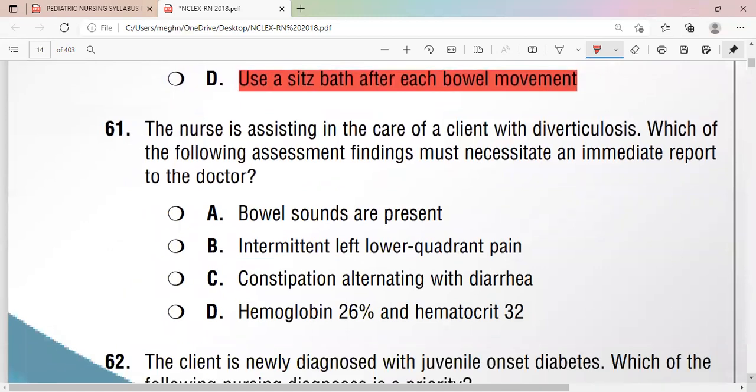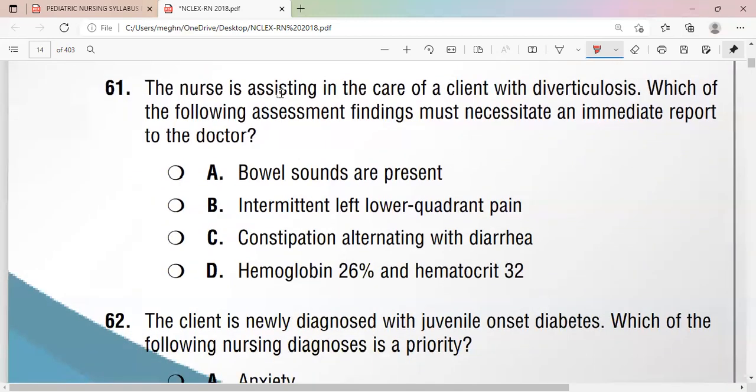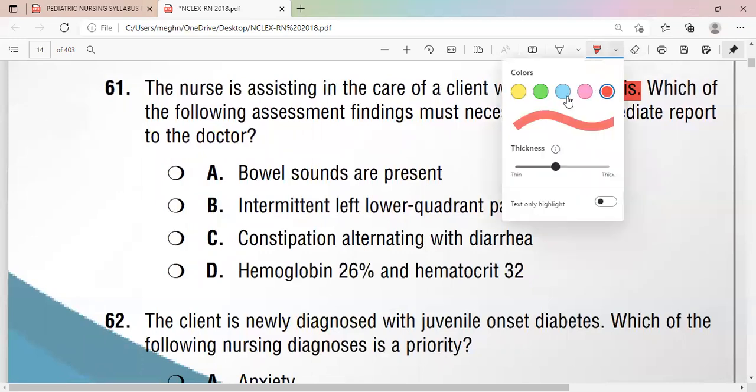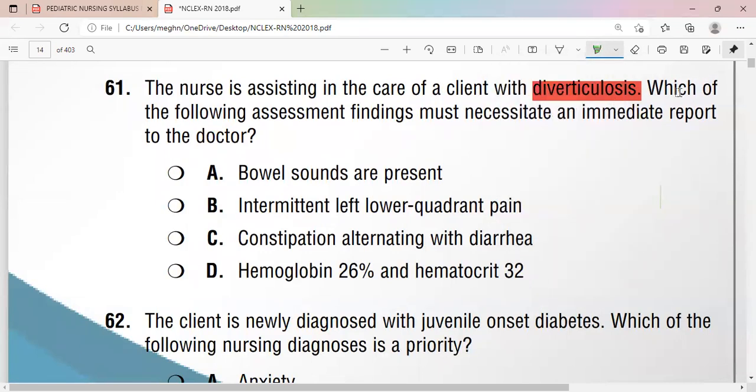And next, the nurse is assisting in the care of a client with diverticular colitis, right? Which of the following assessment findings must necessitate an immediate report to the doctor? So what is our answer? Number A, bowel sounds are present. Number B, intermittent left lower quadrant pain.